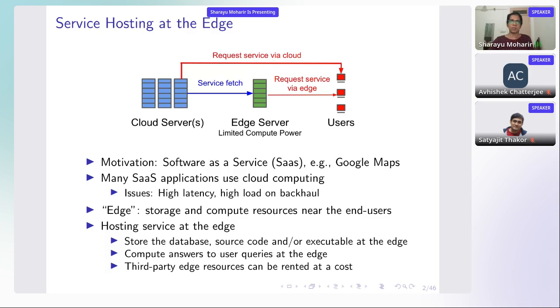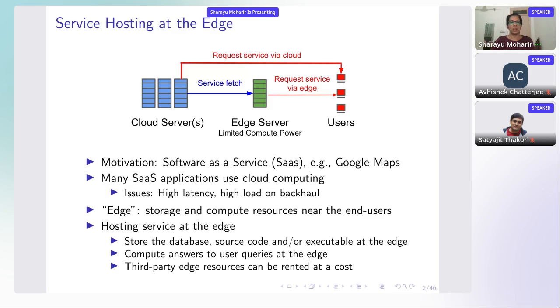Now, even though the computational resources in the cloud are almost unparalleled in their processing power, serving requests via the cloud increases latency, and this is primarily due to the time required to transfer data from the users to the cloud and from the cloud back to the users. And this latency often leads to a deterioration in the quality of service or the quality of experience of these users.